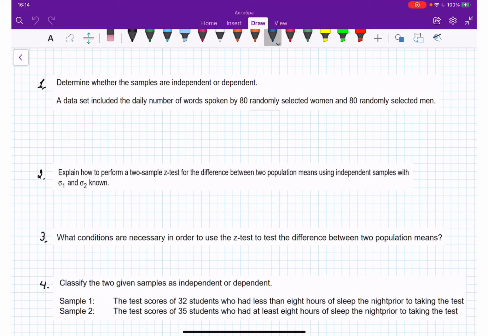Question 1. Determine whether the samples are independent or dependent. A data set included the daily number of words spoken by 80 randomly selected women and 80 randomly selected men. These are independent because they are separate 80 women and 80 men, and they are not in any way related to each other. They are not naturally paired between these two samples. So this is independent.